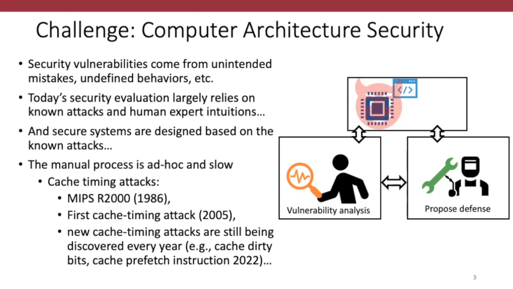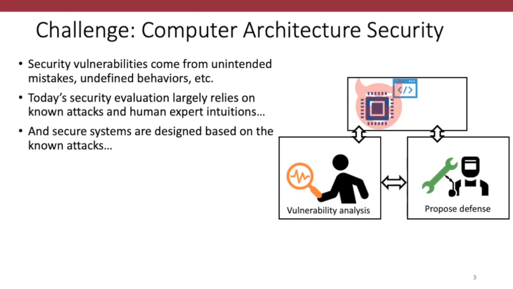Such a manual process is quite ad hoc and slow. Take cache timing attack as an example. Cache was first proposed in 1986, and only in 2005 did people find that there is a vulnerability there. There could be a side channel attack that can leak information. And today, we can still see conference papers talking about novel attacks. And although there are mitigations proposed, those mitigations are often broken by new attacks. So we see it's pretty hard, and sometimes using humans to evaluate security is not systematic.